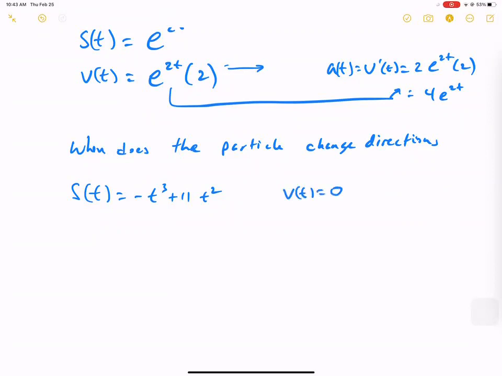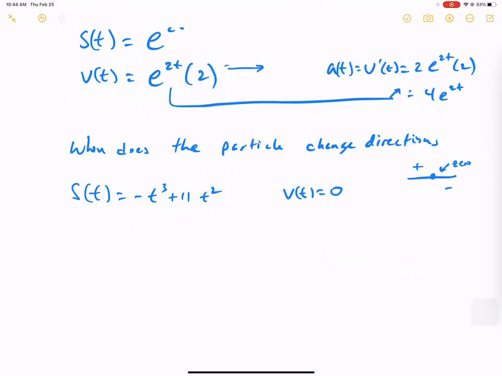You can't change directions. This isn't Fast and the Furious. You can't change directions till your velocity stops. And then we go from positive to negative. Now, just on the side, you can't go from positive to negative without crossing through 0 here, right? How do you get from top to bottom? You have to cross through the axis.